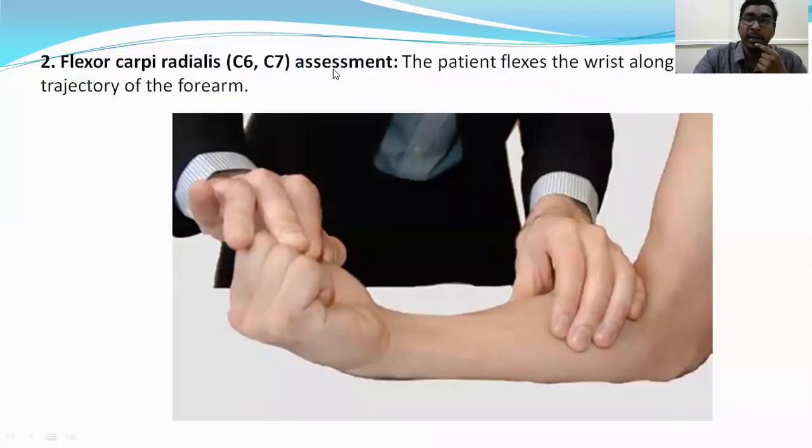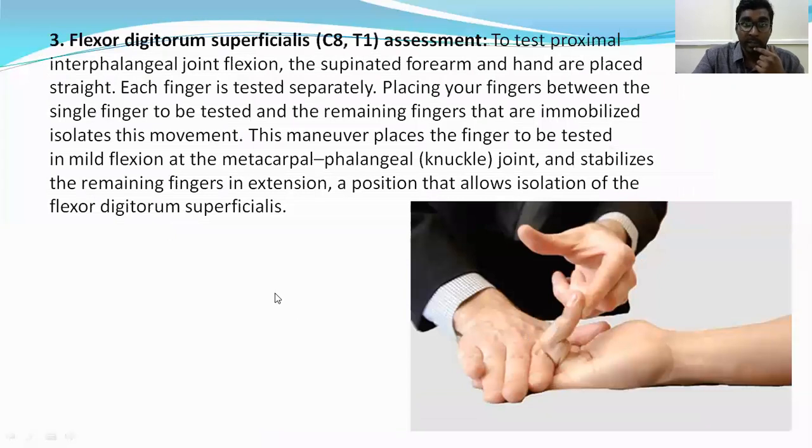And flexor carpi radialis, which causes flexion of the hand. So the patient flexes the wrist along the trajectory of the forearm. In this way, we will examine the flexor carpi radialis muscle. And flexor digitorum superficialis is a muscle which inserts at the base of the middle phalanx. So it causes flexion of the MCP joint and flexion of the proximal interphalangeal joint, but it has no action on the distal interphalangeal joint.